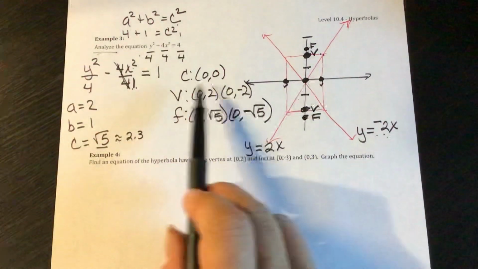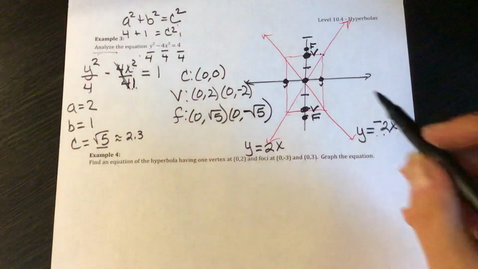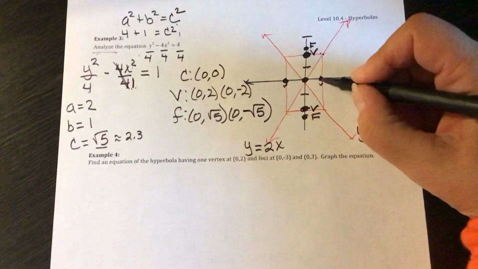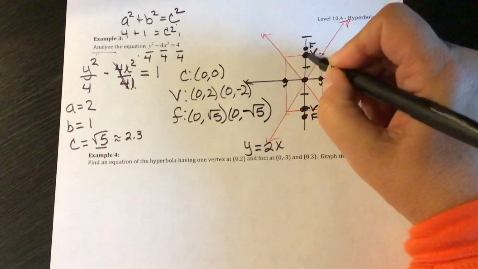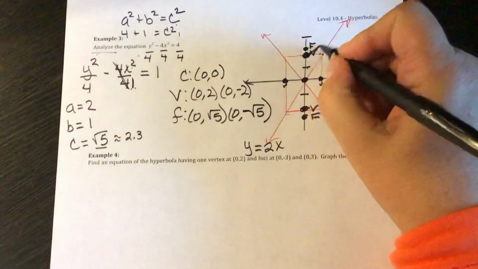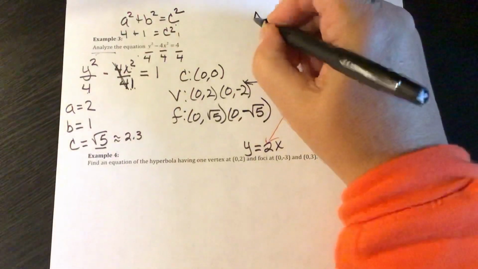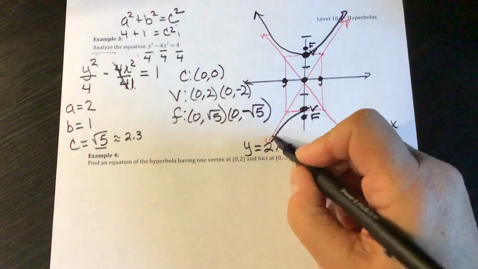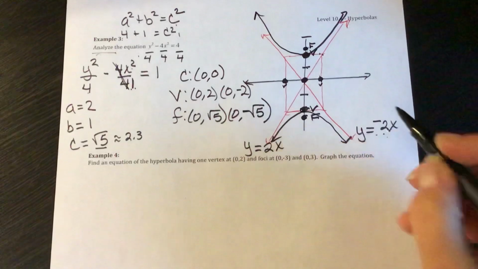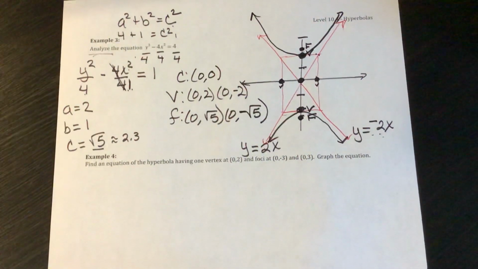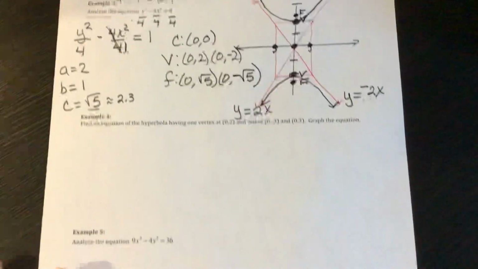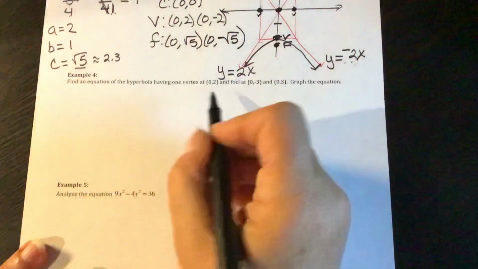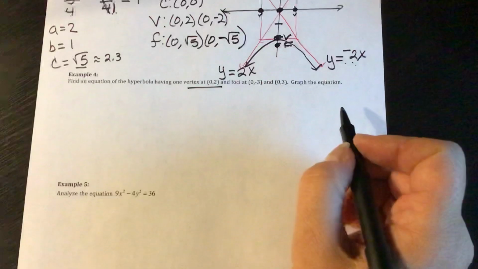All right, so we've analyzed this, and actually the last thing we can do is draw in from our vertices on the transverse axis. We're going to draw in the branches of the hyperbola, approaching the asymptotes but not touching. Example 4, find an equation of a hyperbola having a vertex at 0, 2.